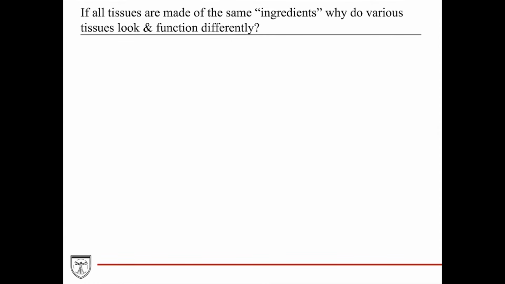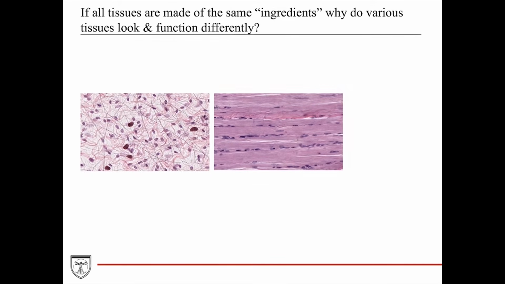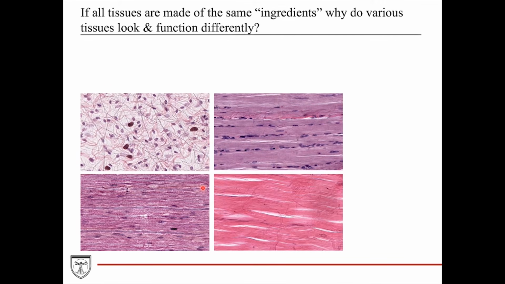So let me ask you the following question. If all tissues are essentially made of the same ingredients, cells and all of those ECM components, why do various tissues in our body look and function so differently? Like these. So these are all tissues taken from a body, and they look very different. The reason for that is because of the types of cells that are the main components of that particular tissue.